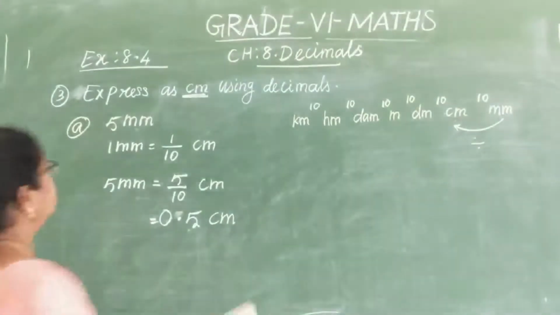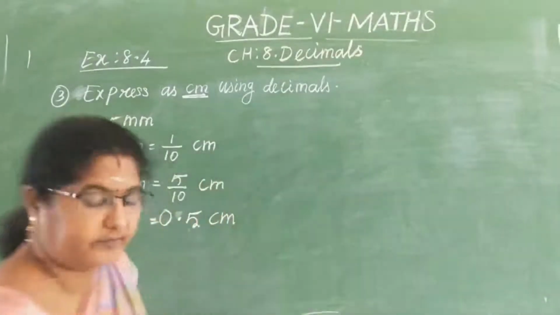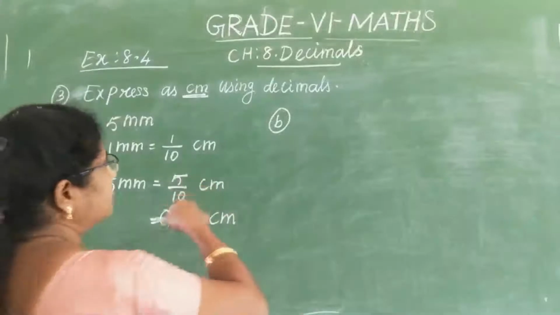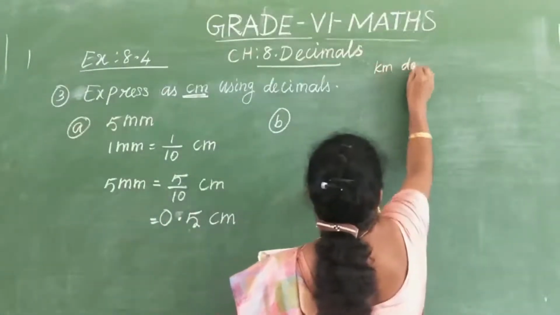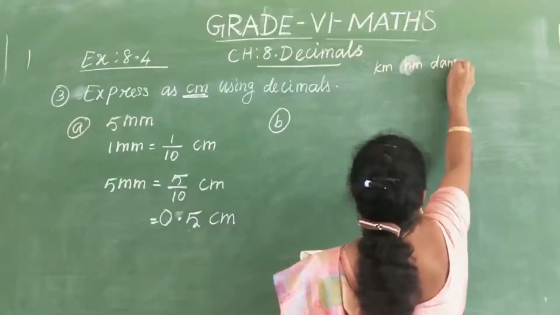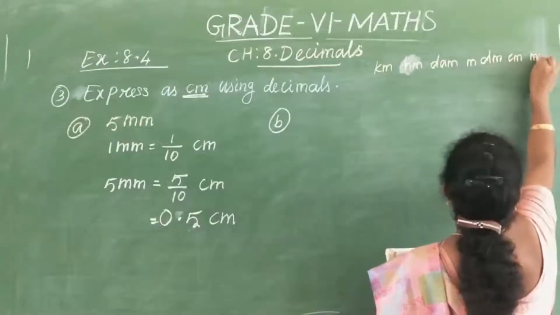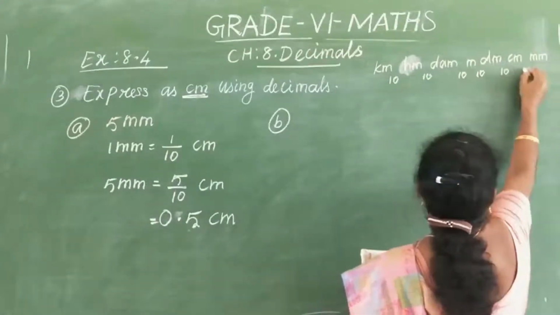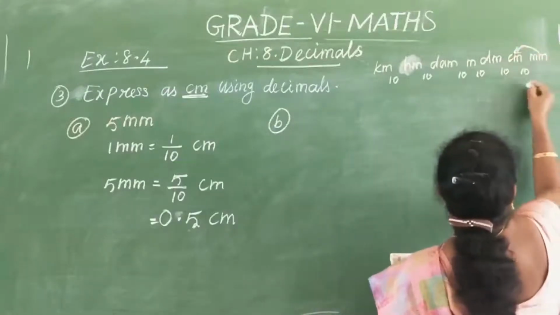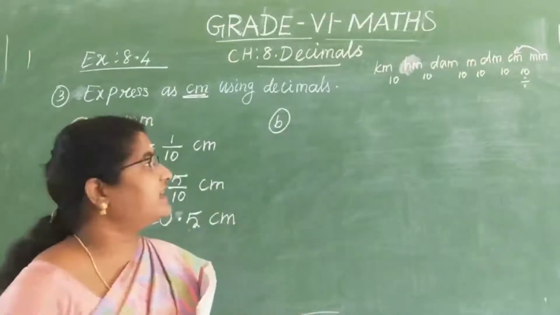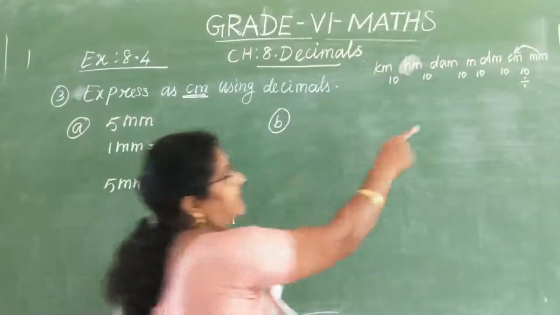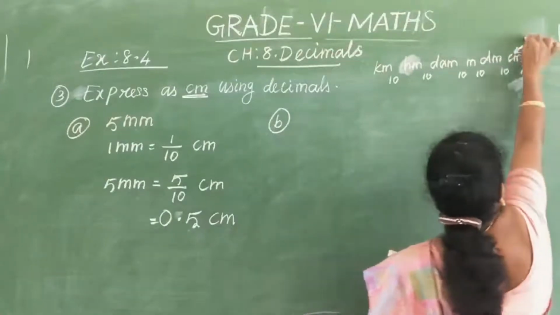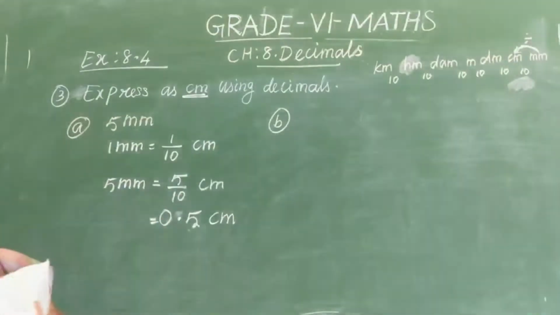Okay. Now we go to this big machine. You write this in your question itself: kilometer, hectometer, decameter, meter, decimeter, centimeter, millimeter. Now we convert this to this. So you have to divide by 1000. Sorry, divide by 10. So in this case, we are converting from millimeter to centimeter. We have to divide by 10. You write this in your classwork.